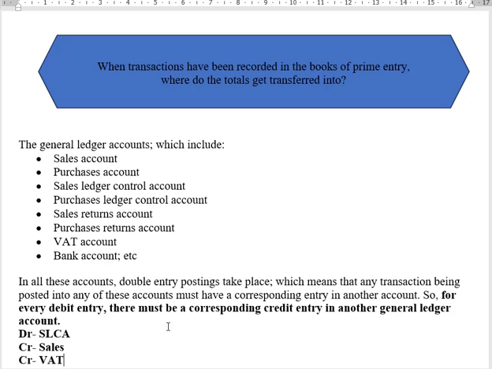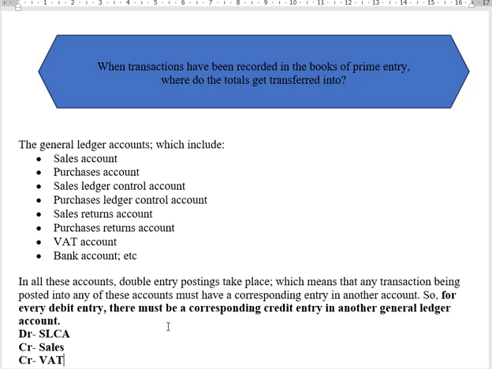I hope that has been useful. Please take note that your general ledger accounts are so many, and they're different accounts all across your profit and loss account and your balance sheet, and they all filter into your trial balance. And in all of those accounts, double entry has to take place.